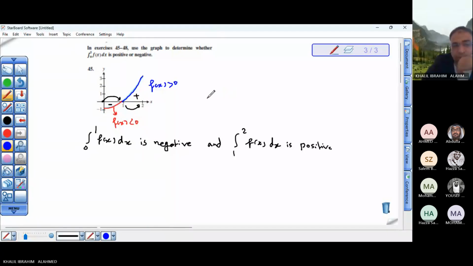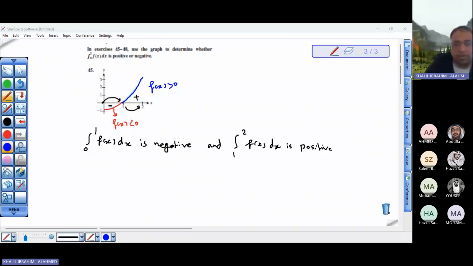Look at the x-axis. Where is the graph, under or above? If under, negative. If above, positive. This is the rule. Did you understand this, Shabab? Yes. Okay, I will give you another example on the same topic.